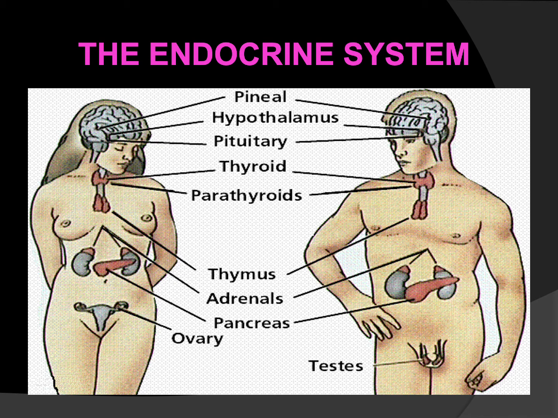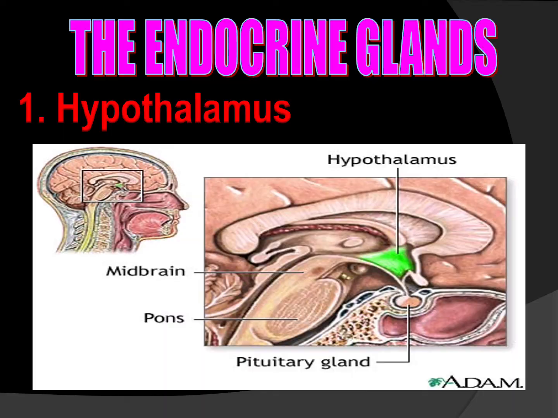So let us discuss now one by one each of the endocrine glands. First endocrine gland is the hypothalamus. The hypothalamus, which is a part of the nervous system, is also recognized as a major endocrine organ. Why? Because it produces several hormones. Mostly, kinokontrol niya ang anterior pituitary gland. Nagsisekret siya ng mga releasing and inhibiting hormones.